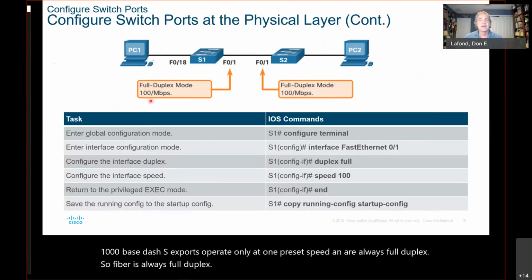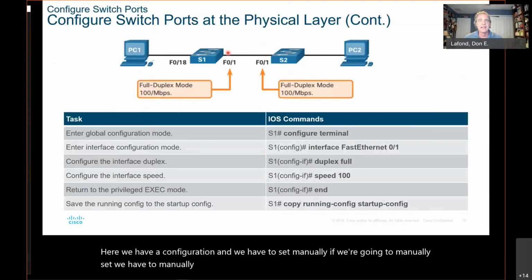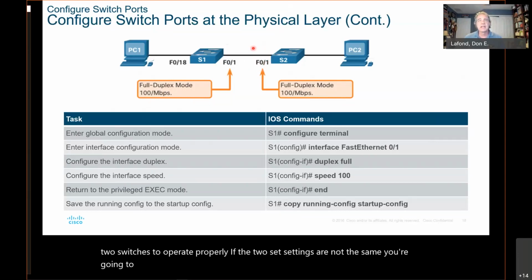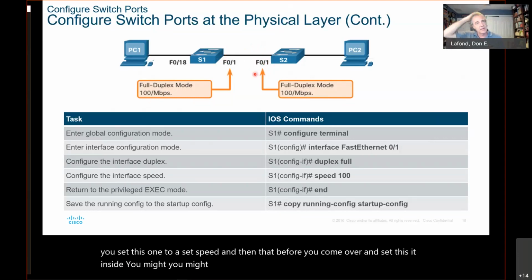Here, we have a configuration, and we have to set it manually. If we're going to manually set, we have to manually set the configuration on this side and on that side for these two switches to operate properly. If the two settings are not the same, you're going to get an error message. Matter of fact, you might get an error message when you set this one to a set speed, before you come over and set the other side, indicating that you've gone to half duplex. So be aware of that.